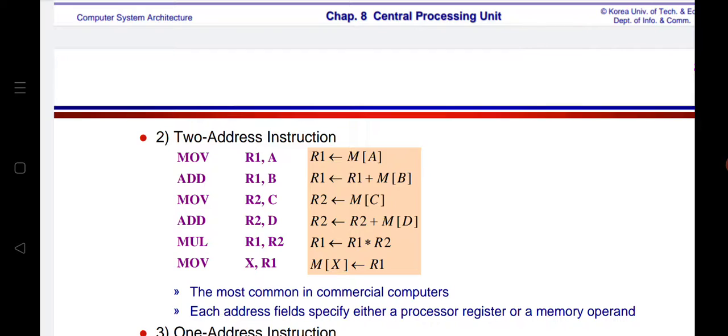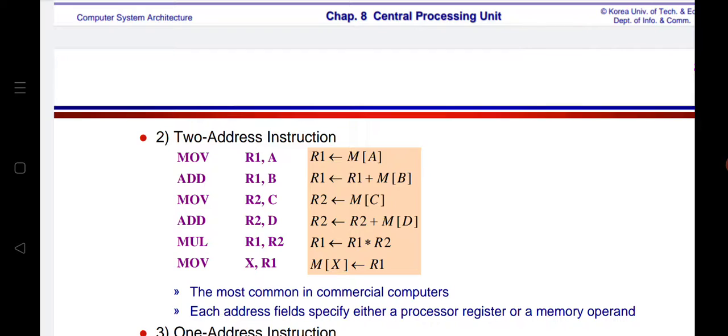Later on, I need to perform A plus B. The A value is already there in the R1 register. So I'll be doing R1 is equal to R1 plus B. R1 is going to hold the value A plus B. The previous A value will be overwritten with your A plus B value. So add R1 comma B: R1 is equal to R1 plus M of B.